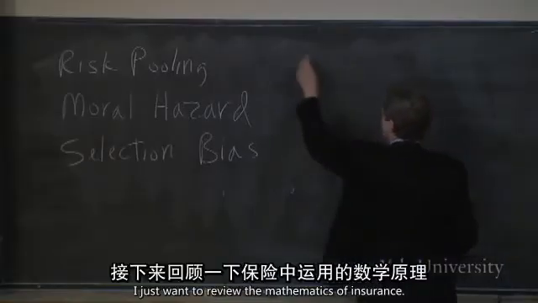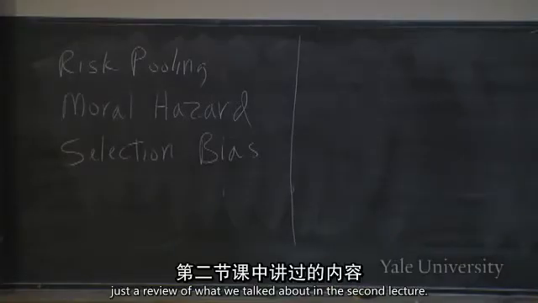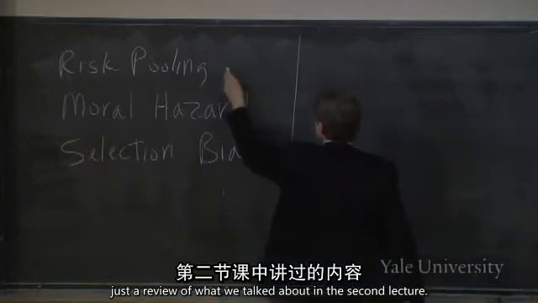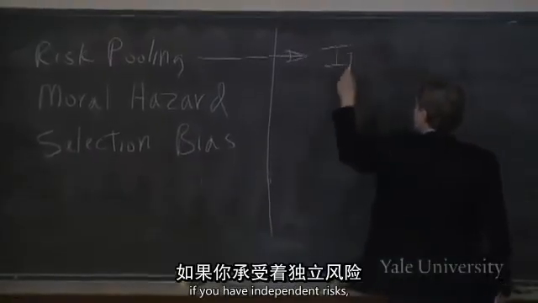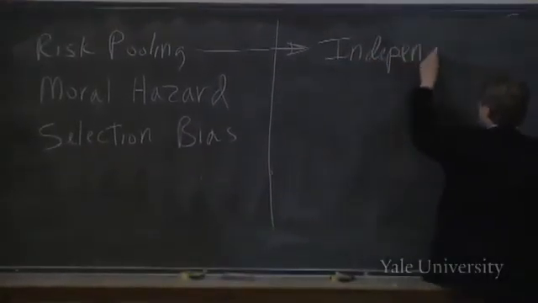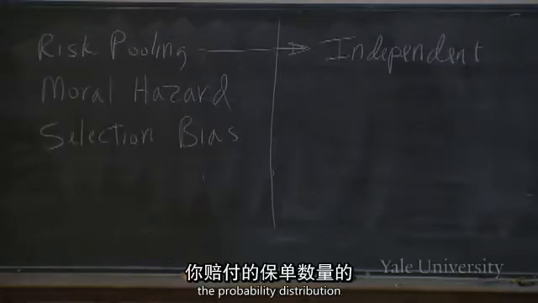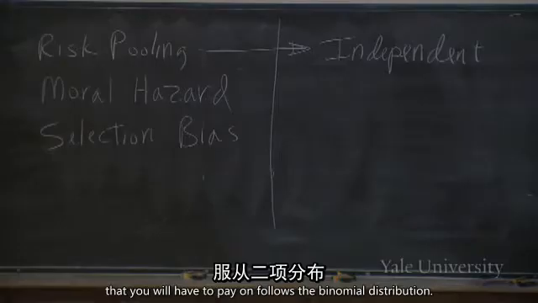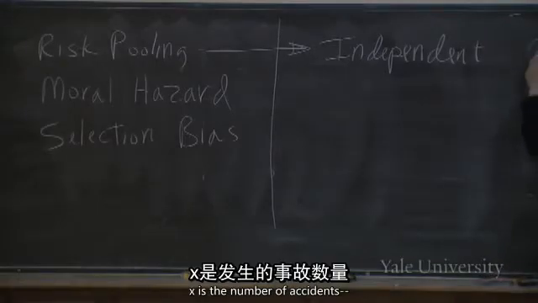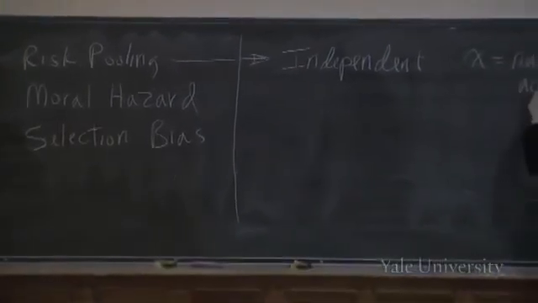I just wanted to review the mathematics of insurance. This is actually, in part, just a review of what we talked about in the second lecture. But in the ideal world, if you have independent risks, under the independence assumption, the probability distribution for the number of insurance contracts that you will have to pay on follows the binomial distribution. So X is the number of accidents. Let's say this is some accident insurance.